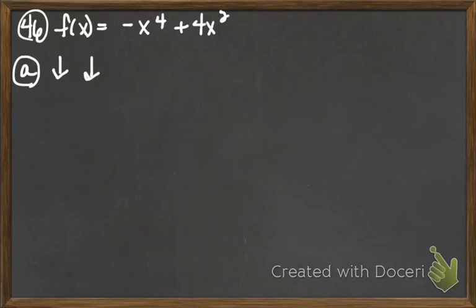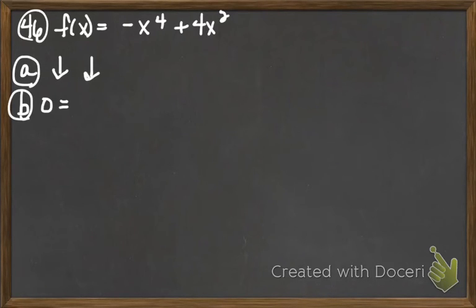Alright, B says find your x-intercepts and decide whether they cross or they touch and turn. So that means we have to factor. So we want f of x to go to 0. What do y'all think about factoring this? It's not a very long polynomial. Got any ideas?